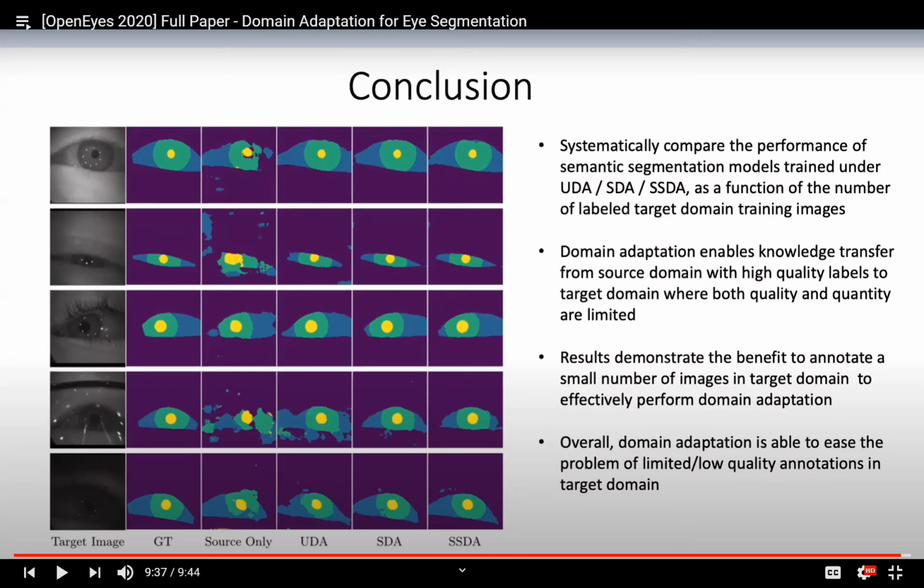One baseline is from this question: we directly train the segmentation network with the limited target domain data. Another baseline is that we train the segmentation network with a source domain, and then we fine tune that with the limited target domain data. And the third one is the SSDA.